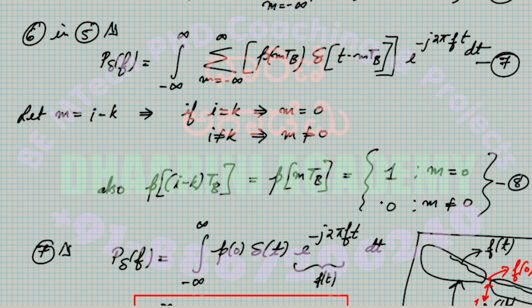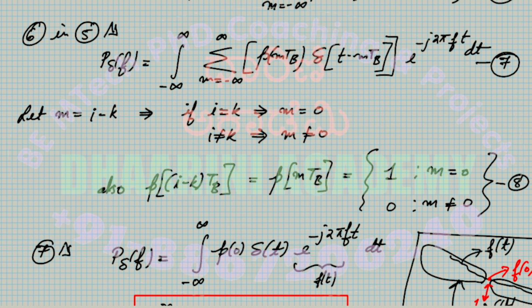It's 1. So the pulse is going to exist only when m equal to 0. In equation number 7, you see there is a summation, m from minus infinity to plus infinity. That makes no sense because only at m equal to 0 it is 1. All the other values, it is 0. So don't write the summation; remove it and put only that value which exists, which is p of 0.